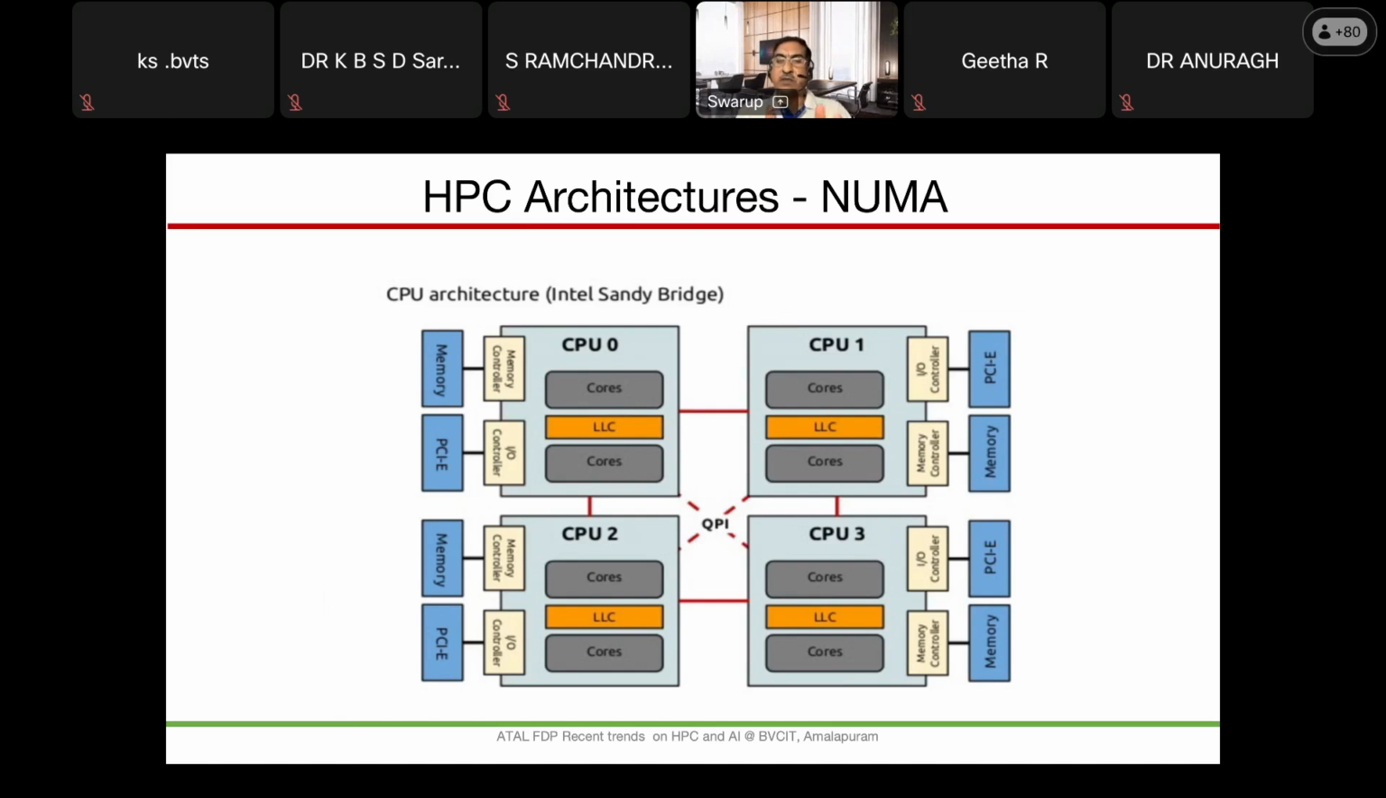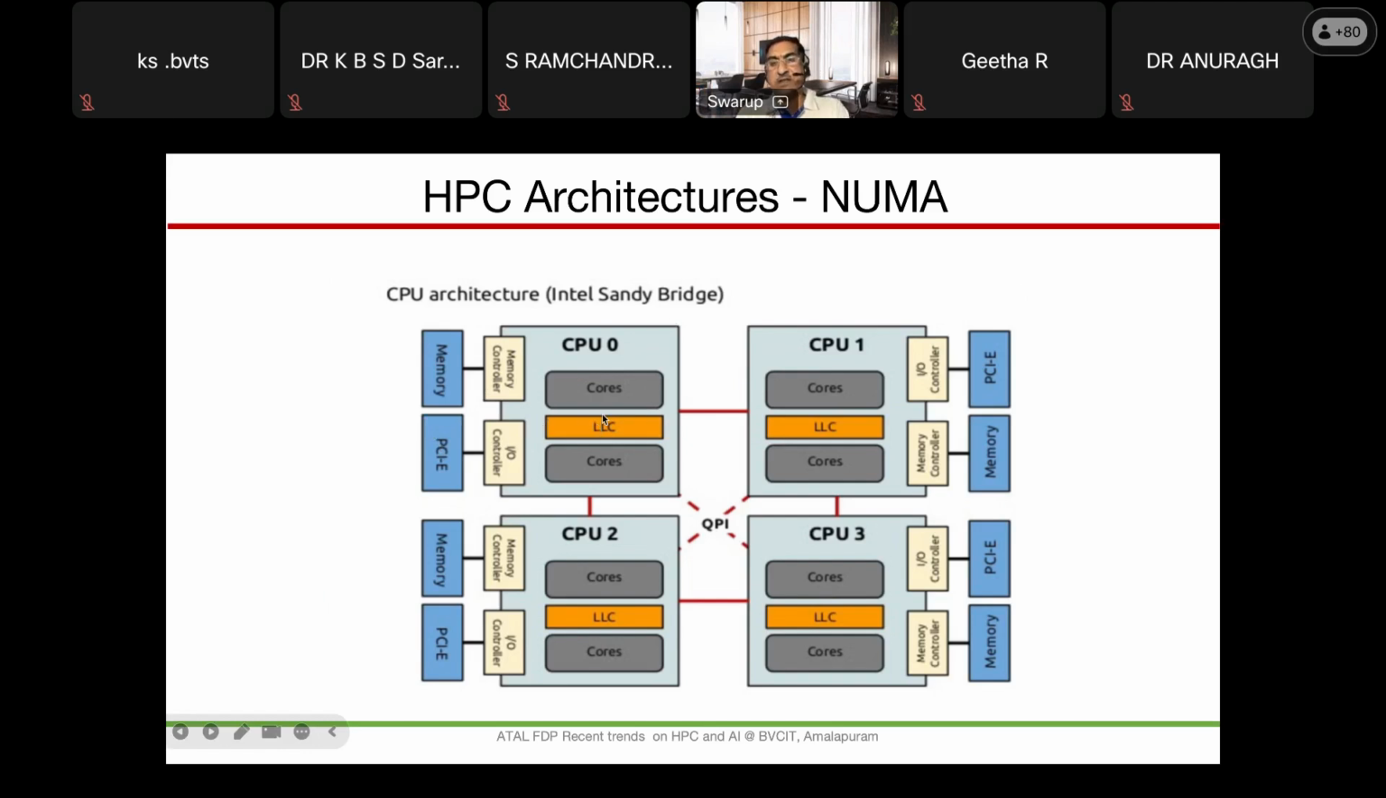If you see this architecture, this is a 4-way SMP, we call it 4-way because it has 4 sockets, and then multiple cores on each socket. The cores may vary up to 64 or 128, whatever it is. And now the memory is there. What you are seeing is that the memory is local to each of these particular cores.